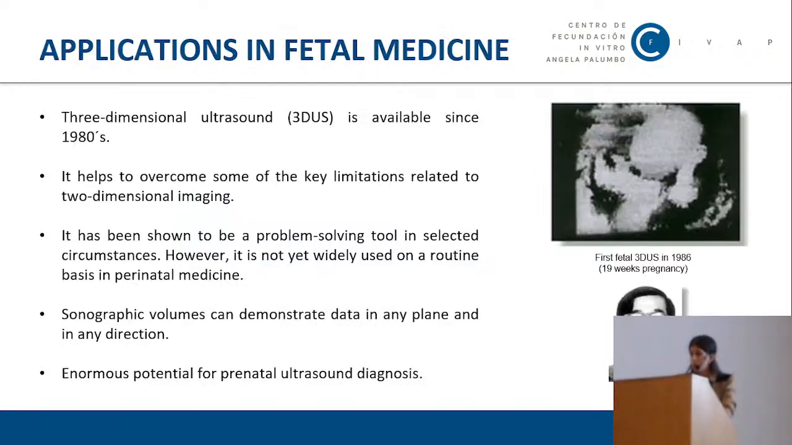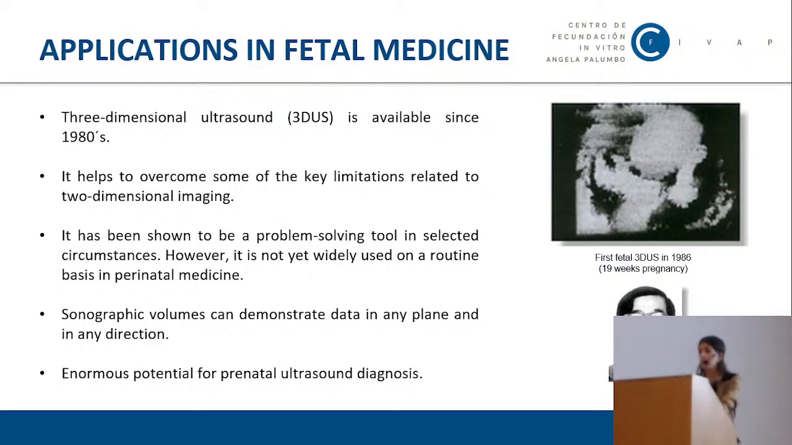So three-dimensional ultrasound is available since the 1980s. The first 3D image obtained in a pregnant patient was performed by Kazunori Baba, professor of biomedical engineering in the University of Tokyo. However, it was only after the development of most recent technologies and ultrasound systems that 3D ultrasound reached the level of sensitivity and performance required to be seriously considered in clinical practice.